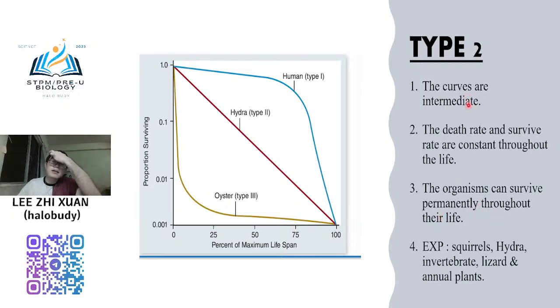So the curve is intermediate. The examples I already mentioned. It is constant, so the probability of dying and surviving is half, 50%, 50%.